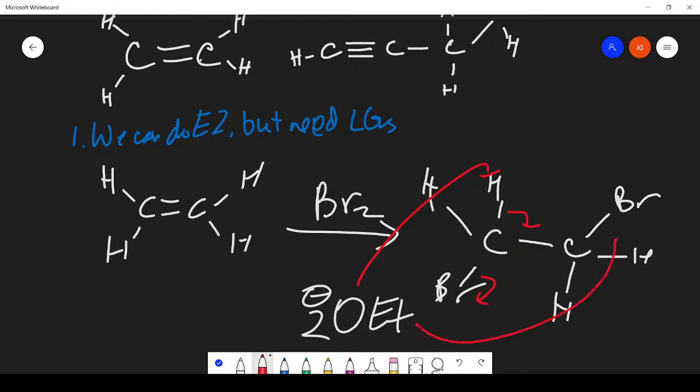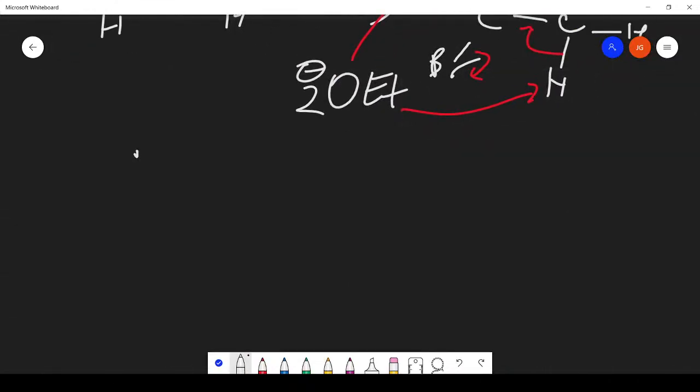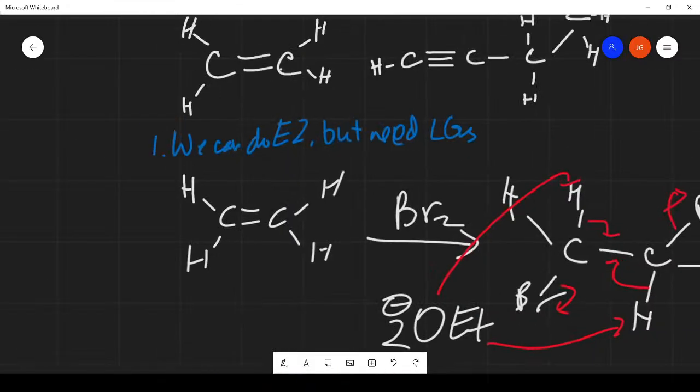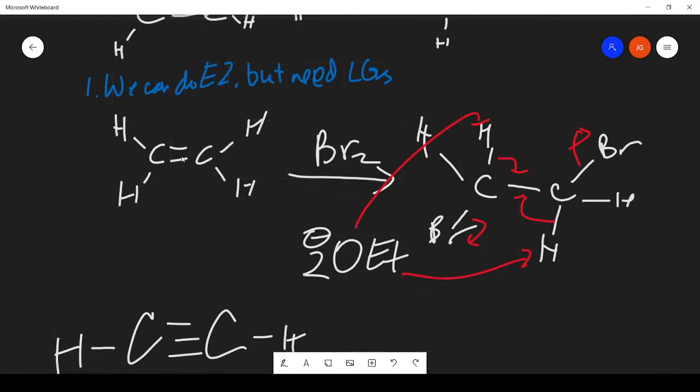And then the second one's gonna go here. So we're doing this reaction twice until we get carbon, carbon, carbon, hydrogen, hydrogen. And to anyone who asks why we didn't just do the E2 here, again, it's because we didn't have a good leaving group. We had to install a bromine.